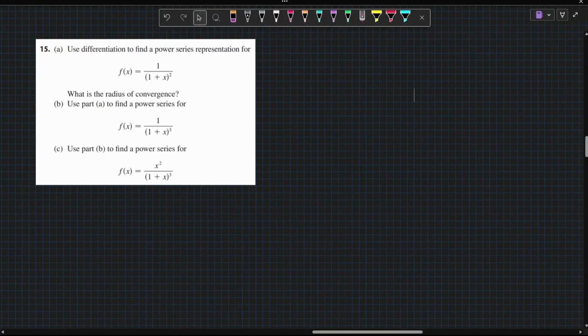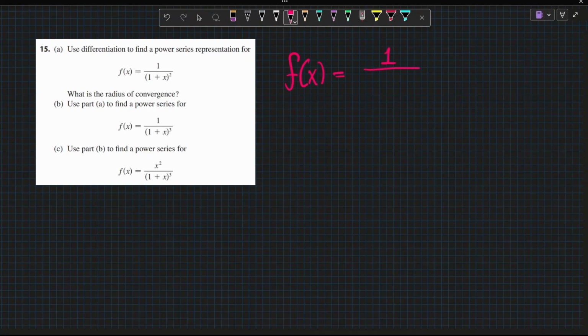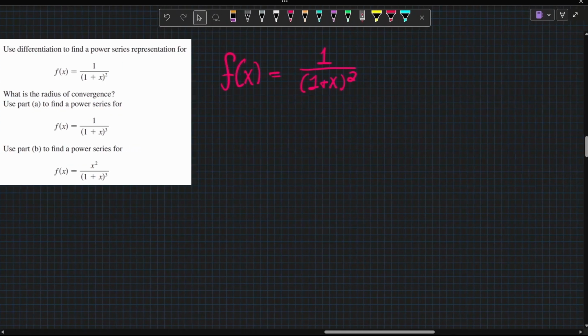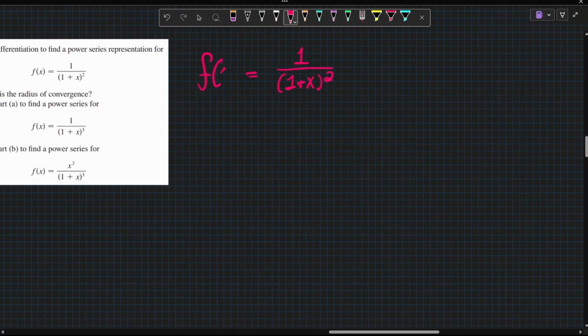So we have the function f(x) is equal to 1 over 1 plus x squared, and you want to represent this as a power series, right? So how do we do that? Well, immediately there isn't a clear way to represent this as a series unless you want to memorize the general formula for something that always looks like this.